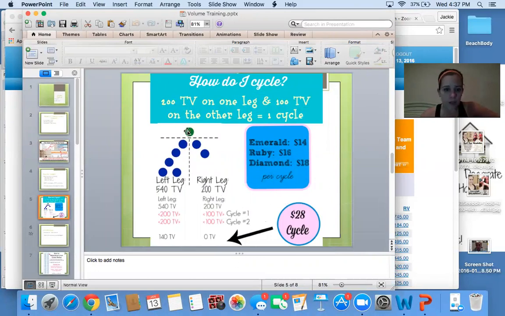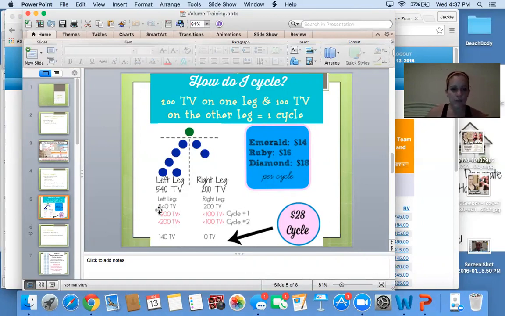So let's say that Jackie's sitting right here is an emerald coach. I have this many coaches on my left leg and I have this many coaches on my right leg. My total volume on my left leg is 540, and my total volume on my right leg is 200. So that 200 to 100 ratio is where this comes into play.